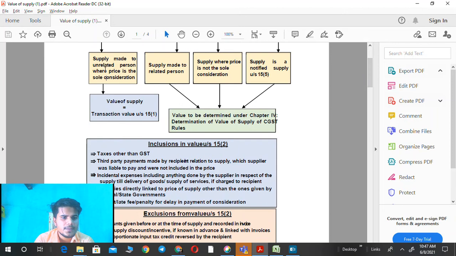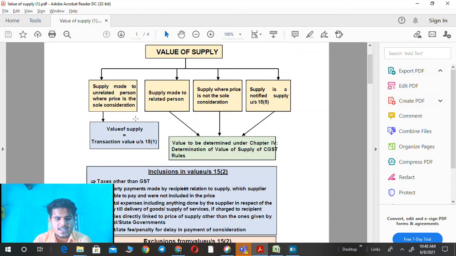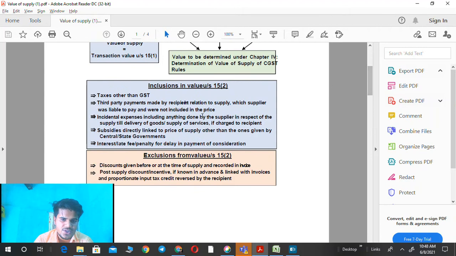So first case, if supply is made to an unrelated person and price is the sole consideration, then value of supply is equal to the transaction price. But this transaction price should be adjusted, and the adjustments are given in Section 15 Subsection 2. The adjustments are in two parts: first the inclusion part and second the exclusion part. In the inclusion part, we have a total of 5 adjustments. The first adjustment is in relation to taxes. So we include all types of taxes other than GST.